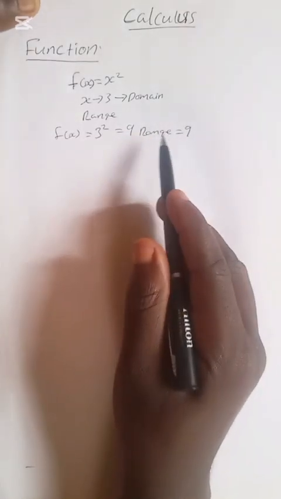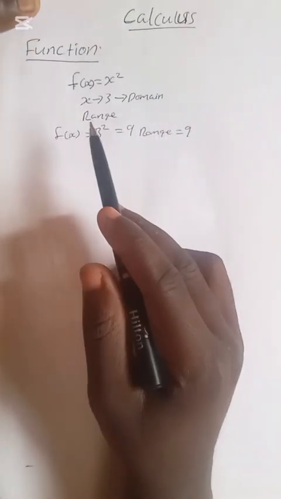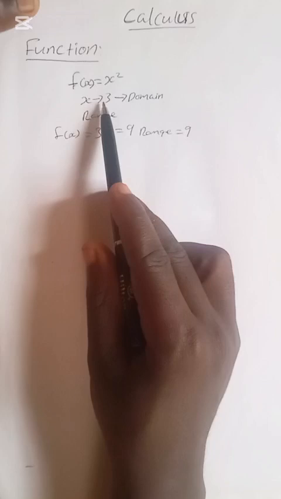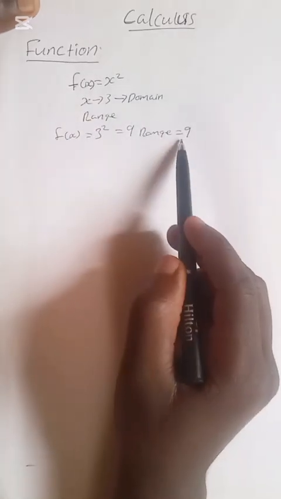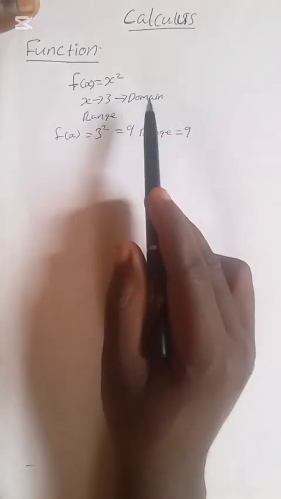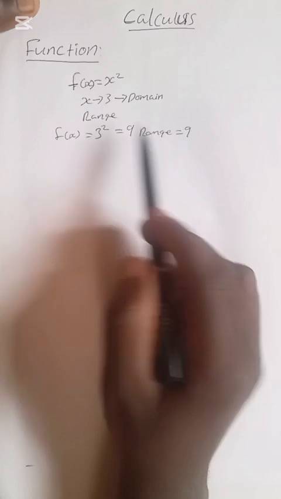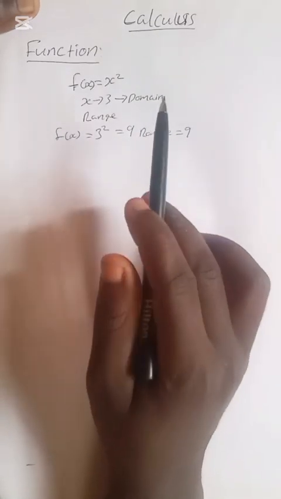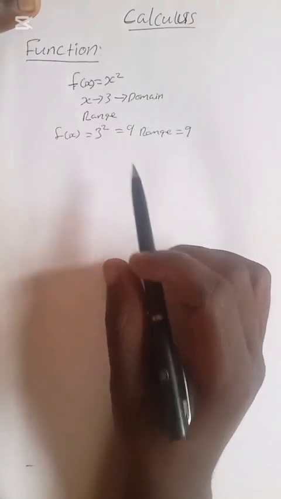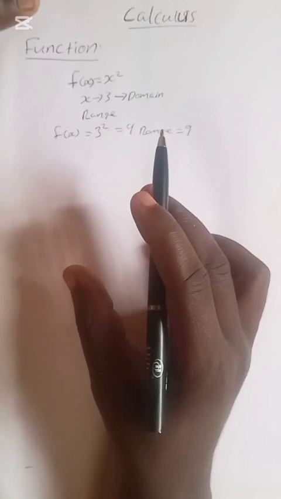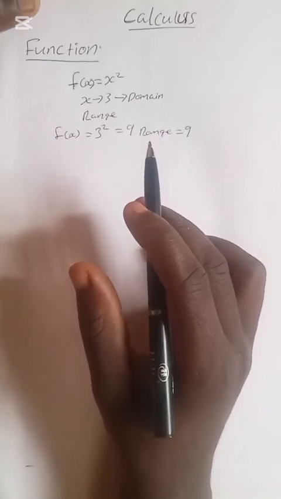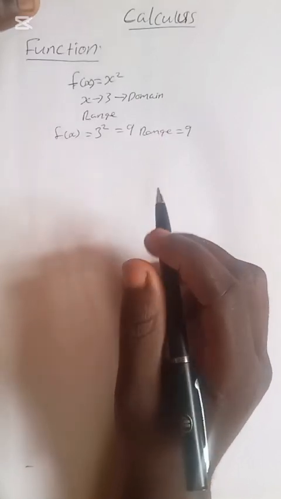So the range of this function is 9. What a function is trying to tell you is the relationship between this input and the output, which is the range, the domain and the range. That's just what the definition of function is telling you. After we have solved this question, we'll solve another question again to see how it goes.